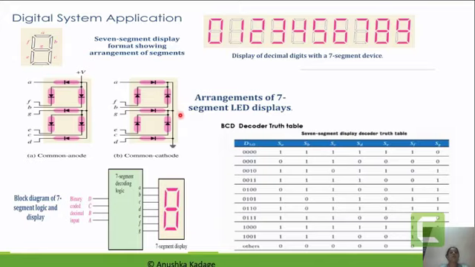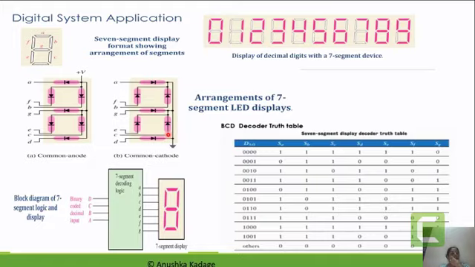While in this picture, if you are observing, corresponding to each LED segment, the cathodes have been combined together, and that cathode connection has been given to the ground. So this kind of configuration is said to be the common cathode type of configuration.